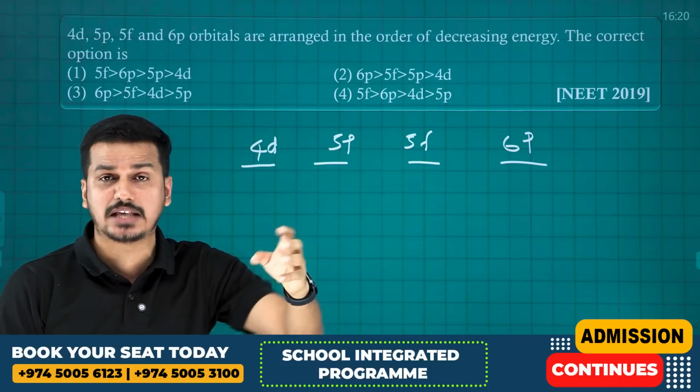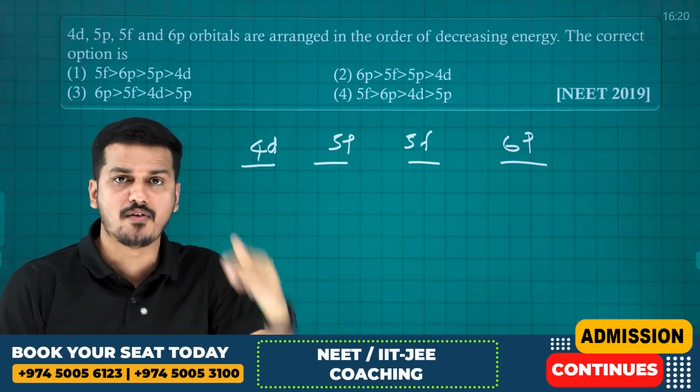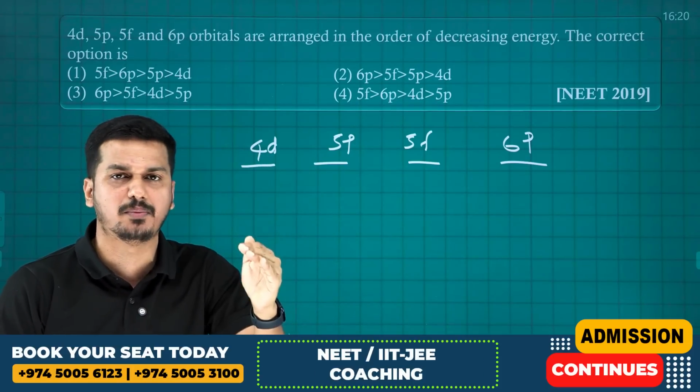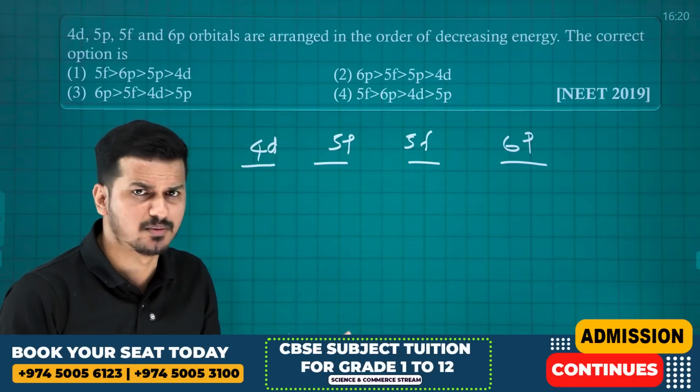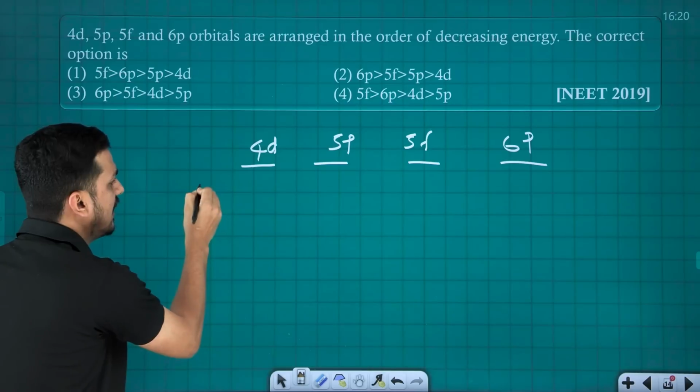If both have the same n plus L value, then the lower n value will be filled first. The lower n value will have the lowest energy. That's the idea, a simple idea, the n plus L rule. So what's the n value here?